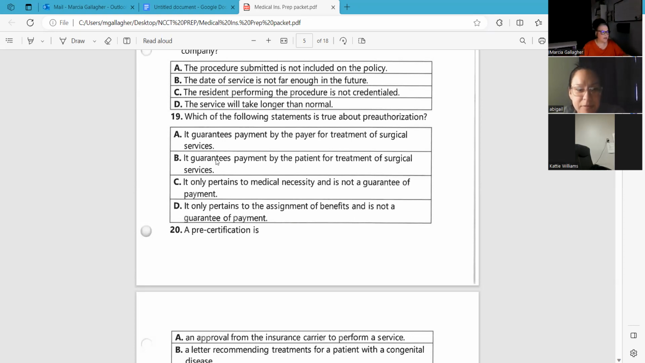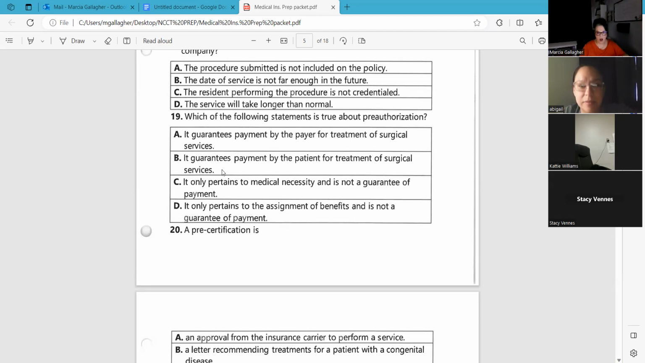Let's talk a little bit about it. First of all, I want to remind you guys that pre-authorization is not a guarantee. So we can strike A and B out of there automatically, because pre-certifications are not a guarantee. So C says it only pertains to medical necessity and is not a guarantee of statement.